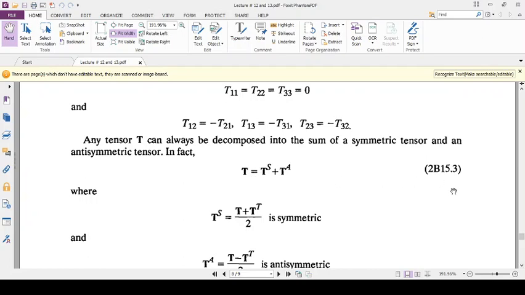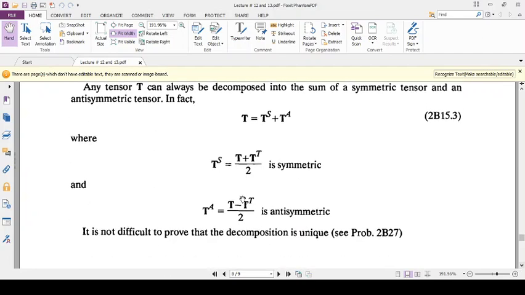Now, 2b 15.3 is telling you that you can always write a tensor T into symmetric and antisymmetric parts. This is the simple decomposition of a tensor T into symmetric and antisymmetric parts. So what is the symmetric part? Simply T plus T transpose divided by 2, and T minus T transpose divided by 2 is the antisymmetric part. Keep in mind that this decomposition is unique, so you need to prove the uniqueness of this decomposition.